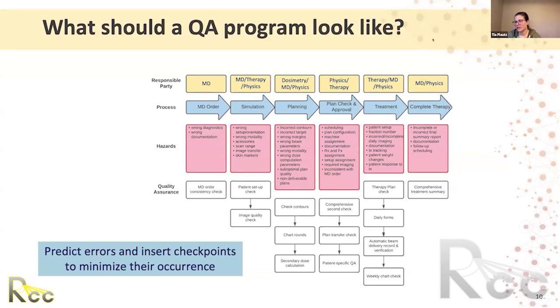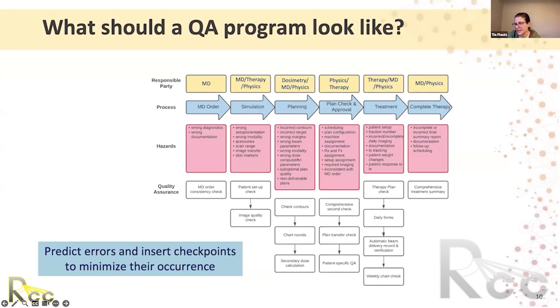This could include, for example, a check of all contours, which would catch errors like an incorrect normal contour, an incorrect target, incorrect margins. So that would eliminate, or that should be able to eliminate, 3 errors off of this list.